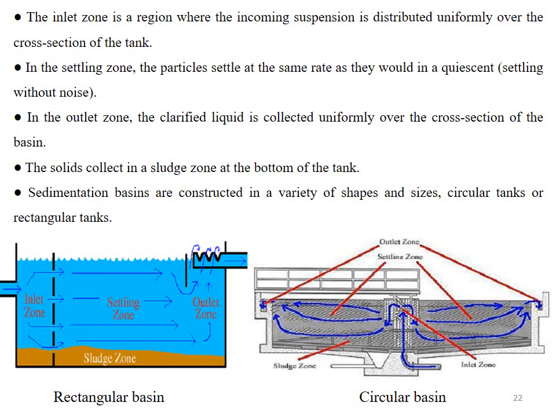The third one is the outlet zone. In this outlet zone, the clarified liquid is collected uniformly over the cross section of the basin. The solids collect in a sludge zone at the bottom of the tank. So this is the fourth one, or the role of the sludge zone is to collect the solid which is settled down. Sedimentation basins are constructed in a variety of shapes.